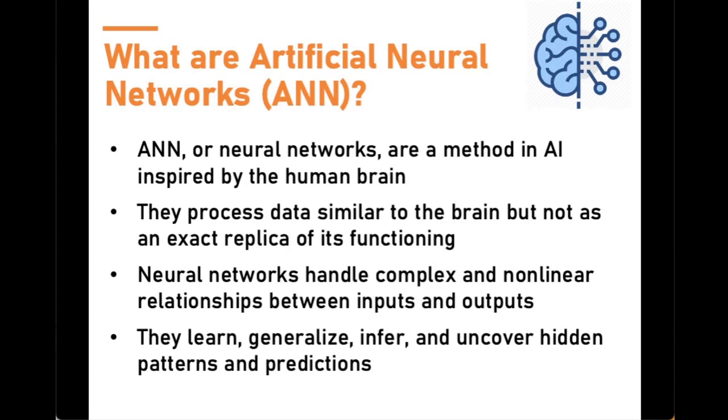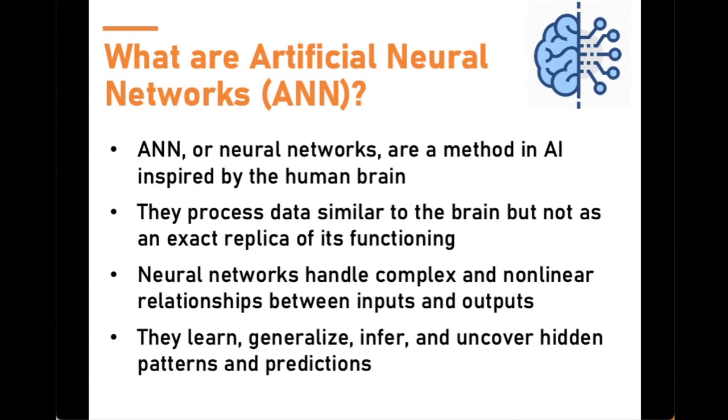In simple terms, ANN, also known as neural networks, are methods in artificial intelligence that teach computers to process data in a way that is inspired by the human brain. So neural networks are biologically inspired rather than an exact replica of how the brain actually works. So keep that in mind.